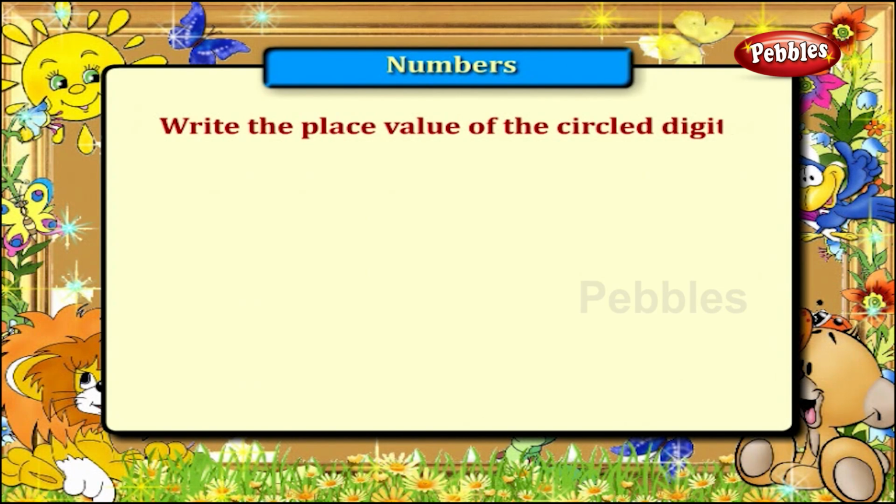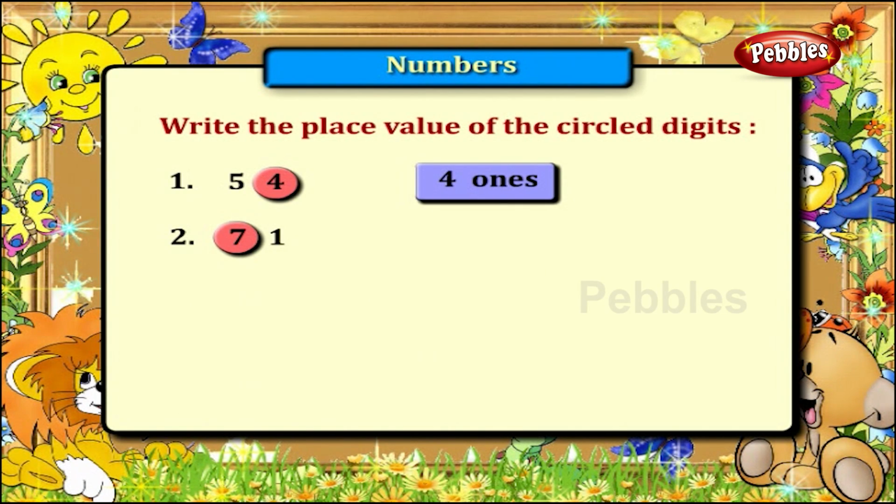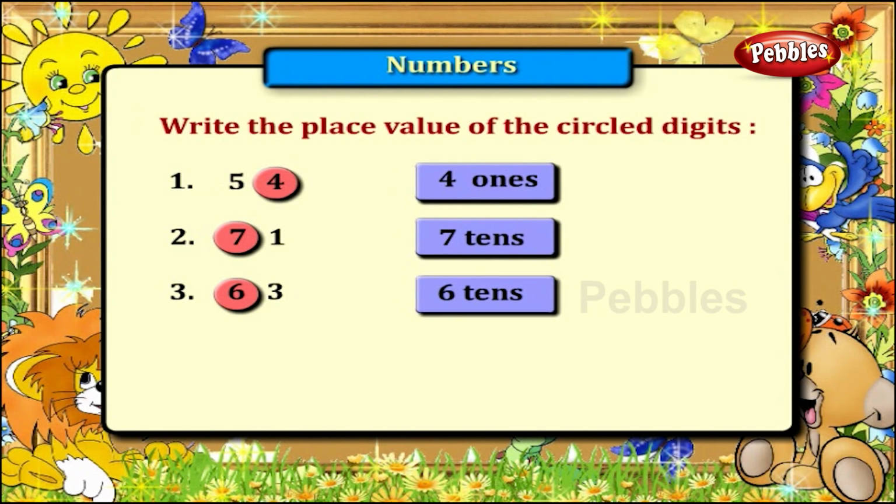Write the place value of the circled digit. 54, and 4 is in the ones place. 71, 7 is in the tens place. 63, 6 is in the tens place. 98, 8 is in the ones place.